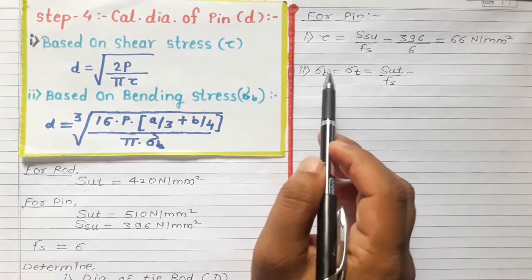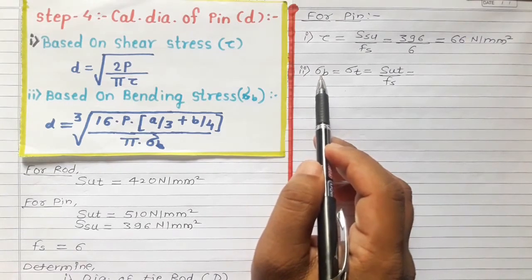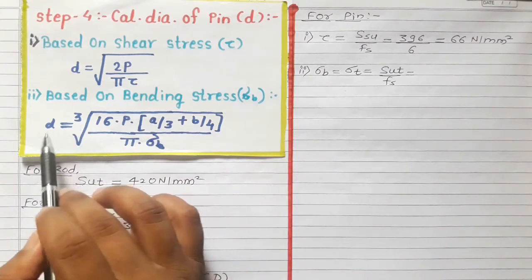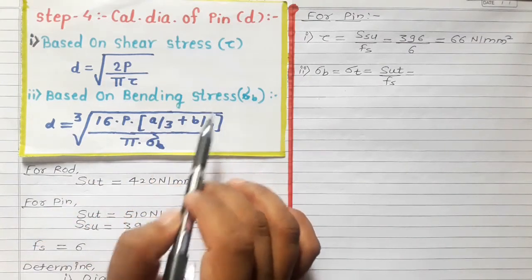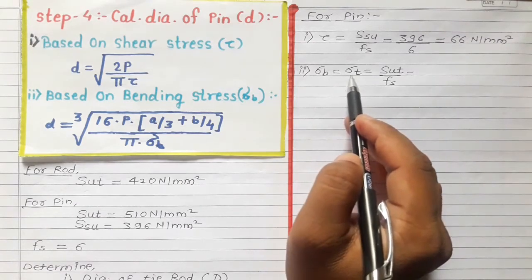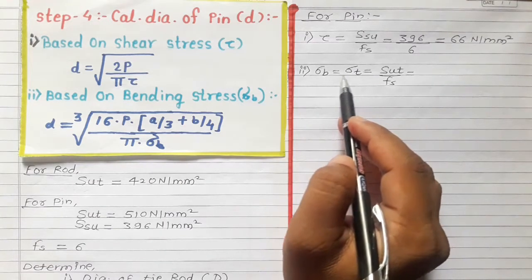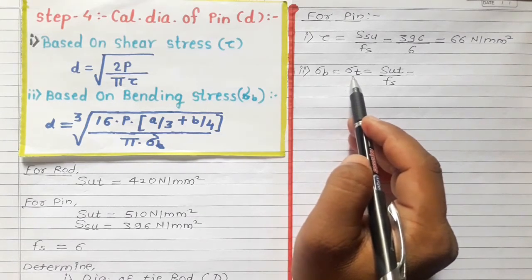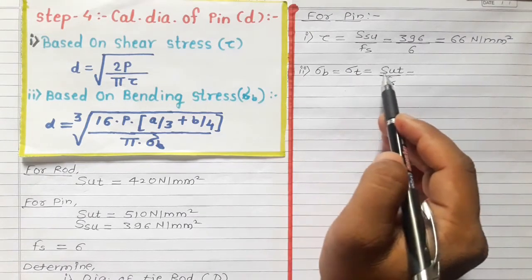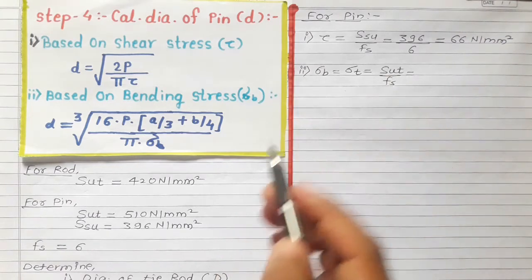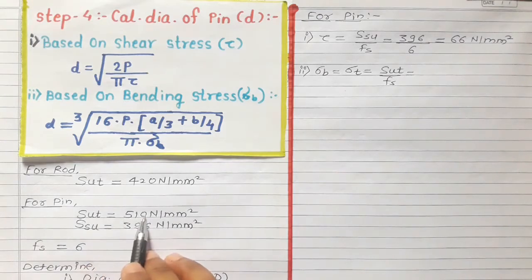Now the second permissible stress that we require to calculate is the permissible bending stress for this pin, so that we can get the diameter of pin based on bending stress. Permissible bending stress, that is sigma b, is equal to the permissible tensile stress, as we discussed. So always the permissible bending stress and permissible tensile stress are equal, and it is given by SUT upon Fs. For pin, the value of SUT is 510 Newton per mm square and Fs is 6.